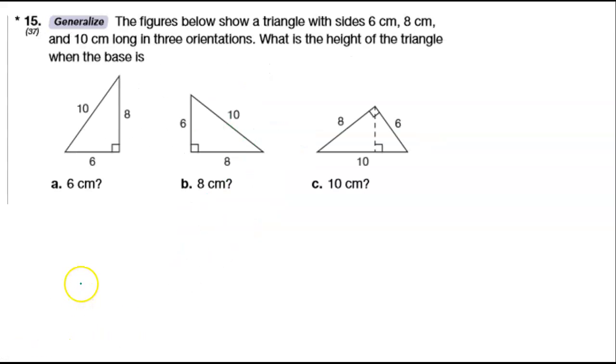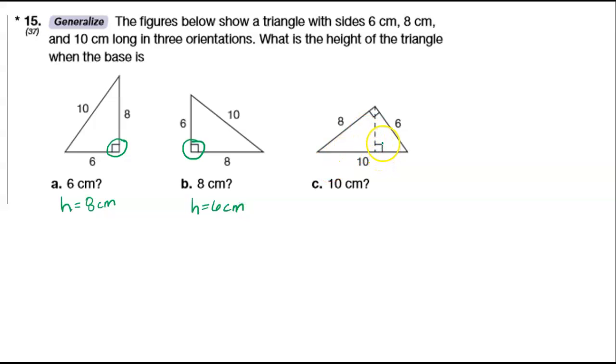All right, the figures below show triangles with sides 6, 8, and 10 centimeters long in 3 orientations. What is the height of the triangle when the base is 6? So the height is always at 90-degree angles, so my height, it doesn't ask me for area, it just asks me for height, is 8 centimeters. Here, my height is going to be 6.